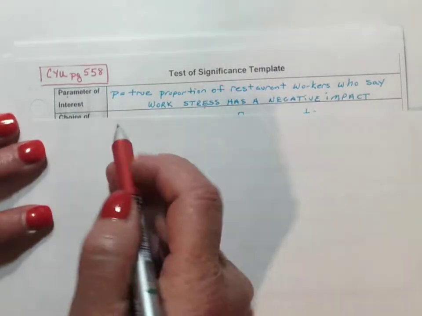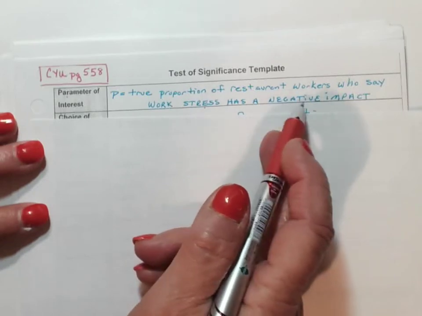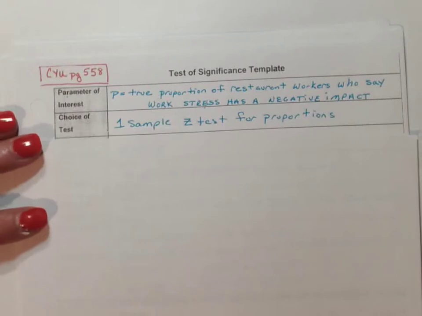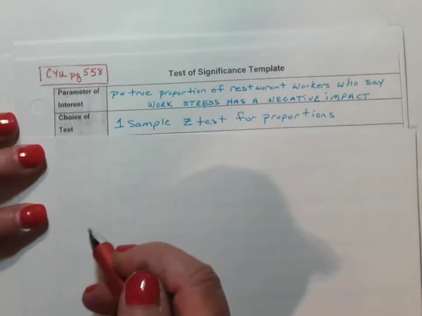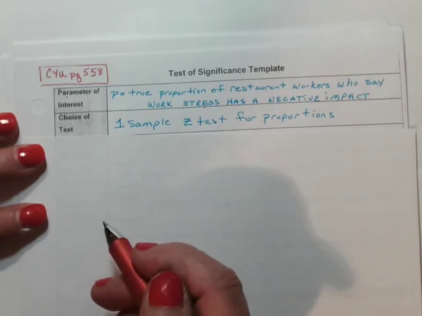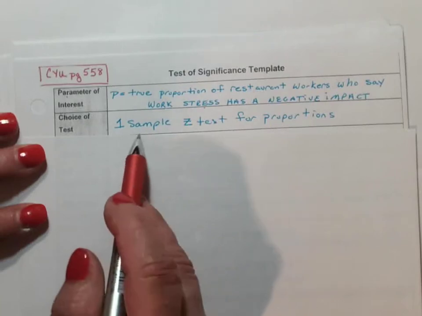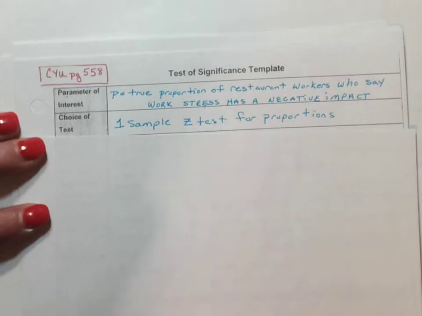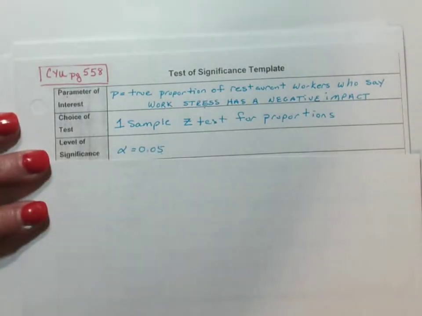You have to define the population parameter, which is the true proportion of restaurant workers who say work stress has a negative impact. And this is a great template to get you used to everything that you need to do for a test of hypothesis, preparing for the AP exam. So you have to tell them what test. This is a one sample z test for proportions. They didn't give you an alpha, so you're using alpha 0.05.